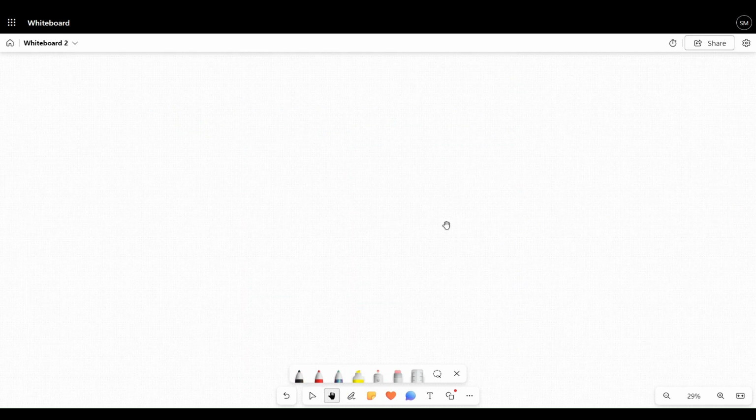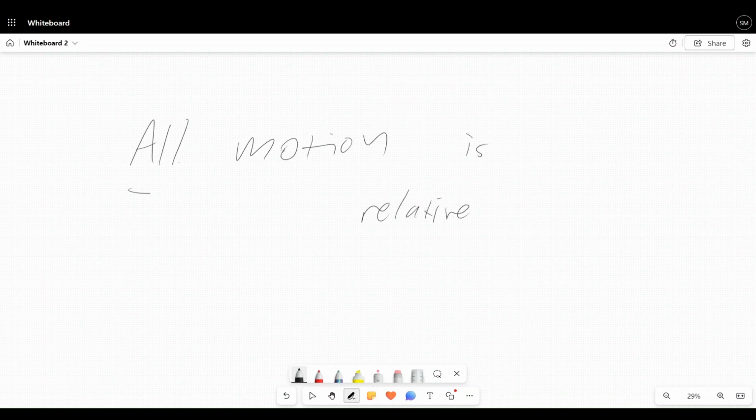Right, so there we go. Okay, so just a quick lesson which I think I should touch on for all these types of questions. Because this is a very, very fundamental concept, I'm just going to bring attention to it. All motion is relative, right? And basically what that means is you can't know how fast something is going unless you compare it to something else, right?